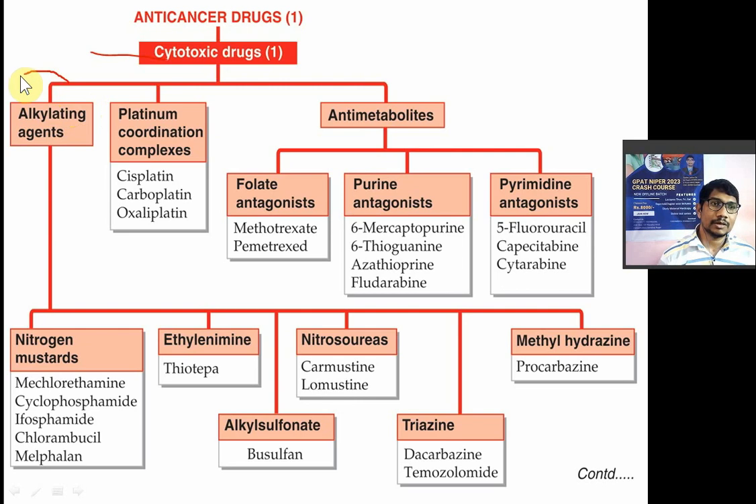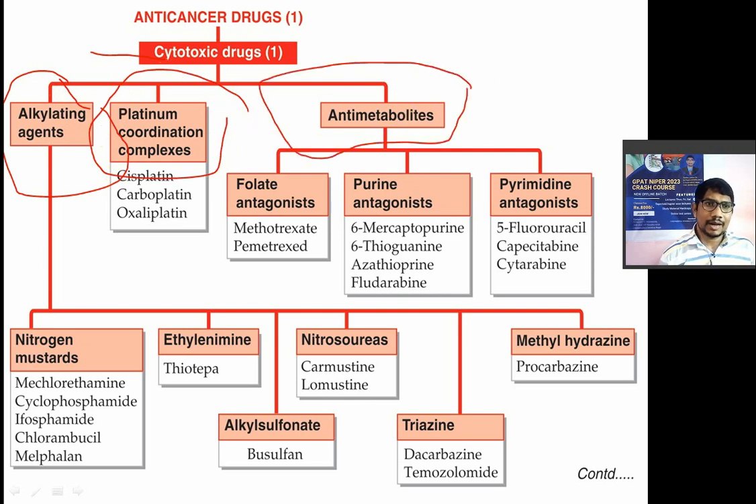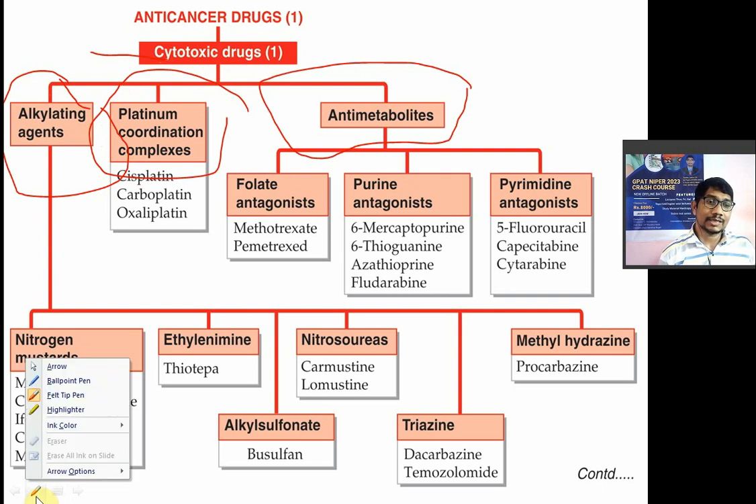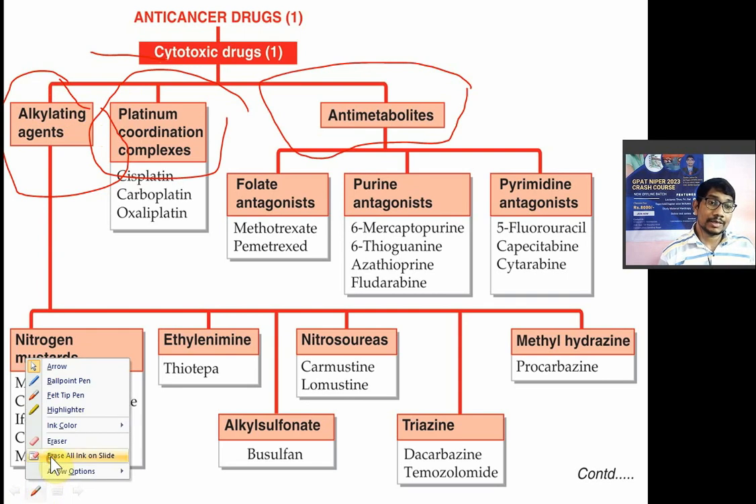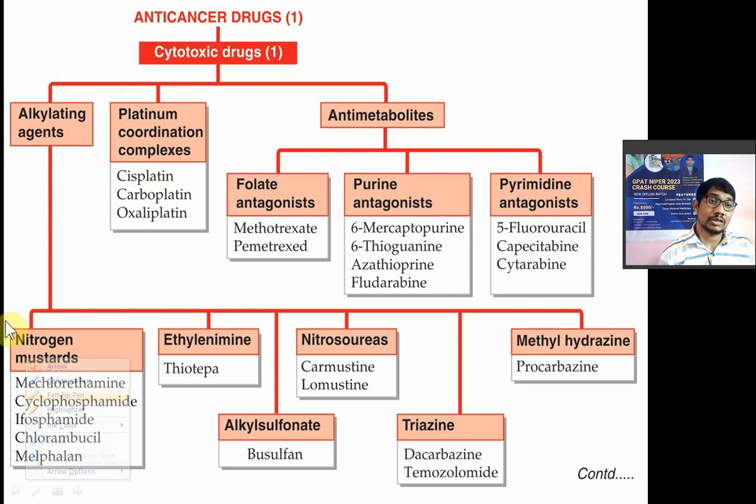The first class is the alkylating agents. The second class is the platinum compounds. The third class is the anti-metabolites. So in the cytotoxic drug classification you have 6 classes, and among them we are going to see 3 classes. The first is alkylating agents, the second is platinum coordinate complexes or simply platinum compounds, and the third is anti-metabolites.